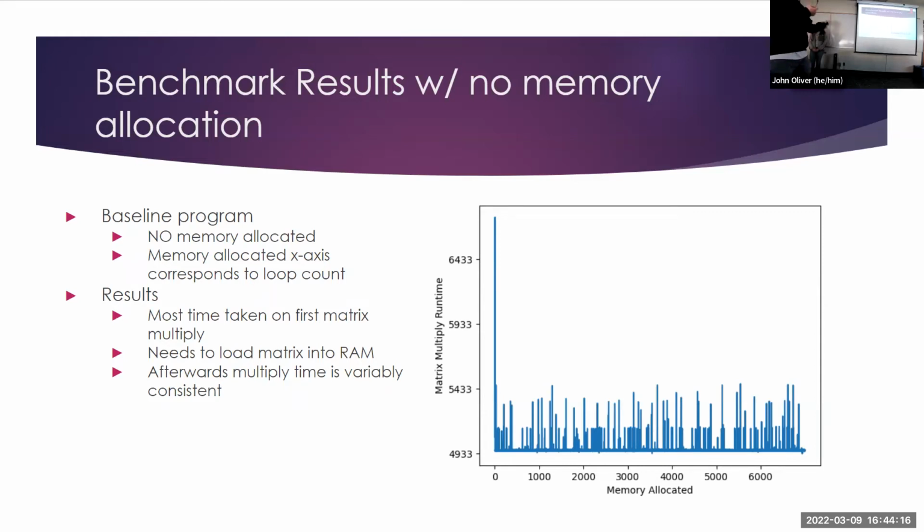What we notice here is that on the x-axis there is memory allocated. Don't think of it as memory allocated, just think of it as loops for now for this one. On the y-axis is matrix multiply runtime, in units of cycles of the clock. You can see there's a huge spike at the very first loop, and after that it's spiky but rather consistently flat. That makes sense because the first time it runs, it has to read the matrix from the disk and load it onto the RAM, especially when there is space on the RAM. So that makes a lot of sense.